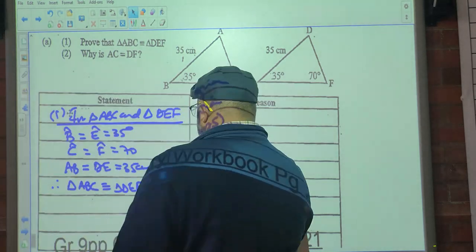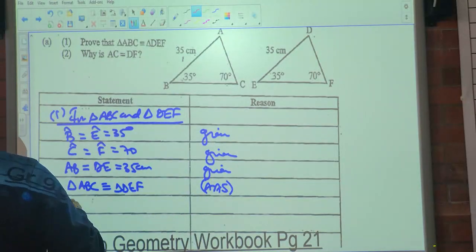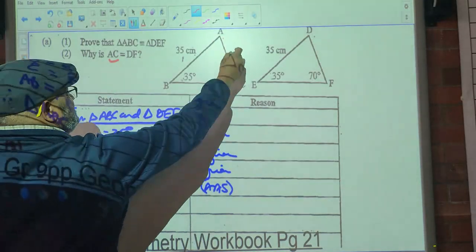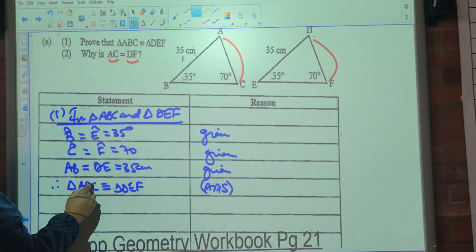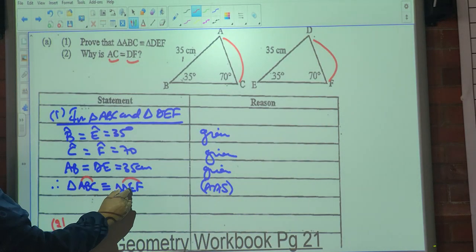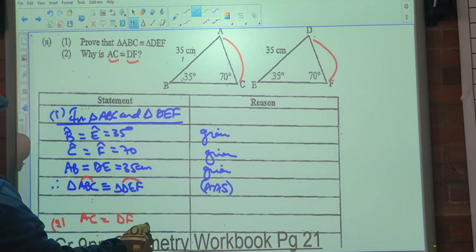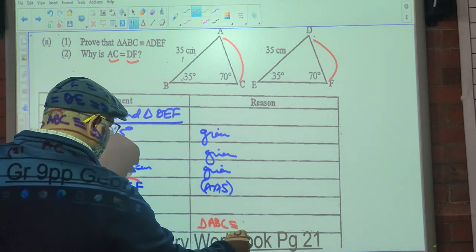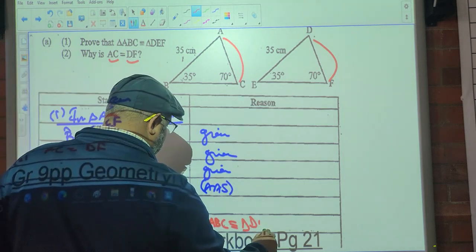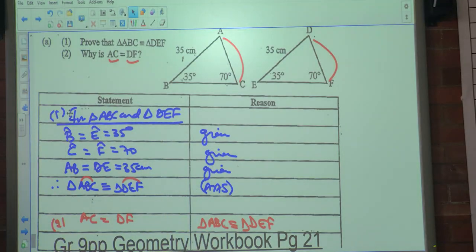Now, in the next question, number 2, they ask why is AC equal to DF? AC is equal to DF. Why? Because we have proven that triangle ABC is congruent to triangle DEF. Okay? So any confusion there?